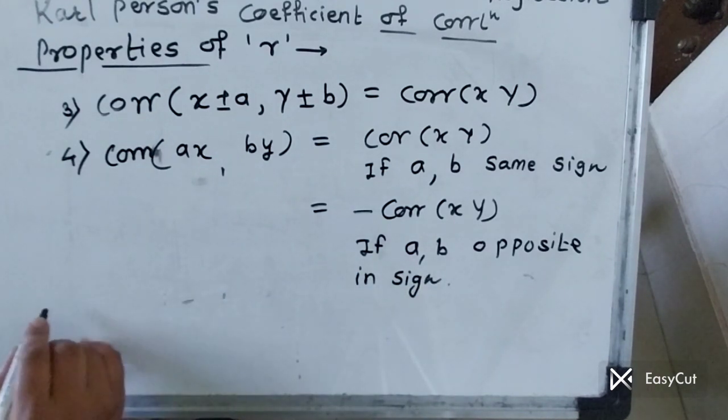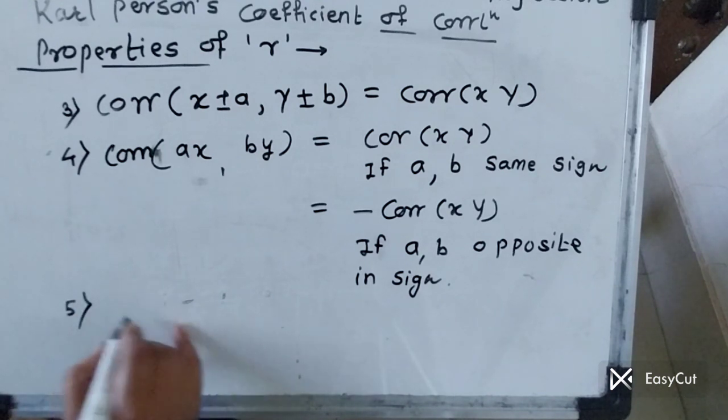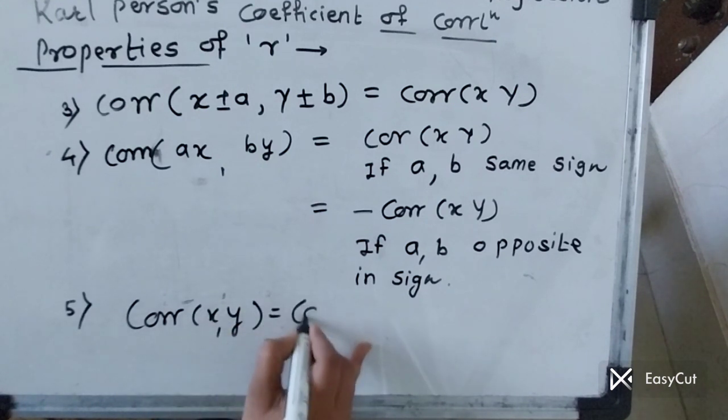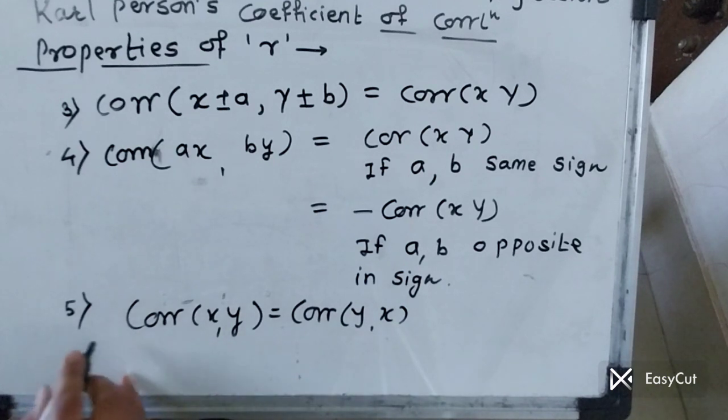And the fifth one is: correlation between x and y is the same as correlation between y and x. Okay. These are the important properties.